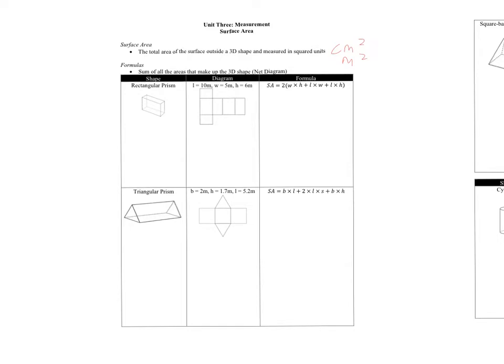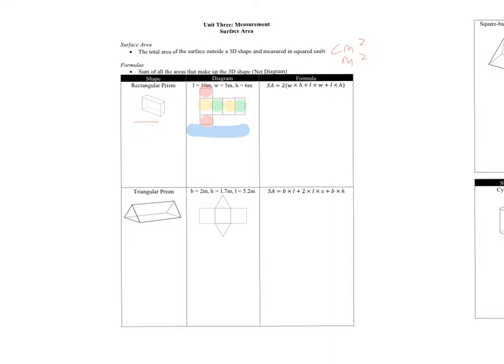Okay, so the first shape we're looking at is the rectangular prism. Now, with surface area, we're looking at unfolding a three-dimensional shape to make it several different two-dimensional shapes. So if you look at a rectangular prism, here in the middle is a net diagram. If you look at the different shapes, we have actually all rectangles, but different sized rectangles. So this one's the same as this one, and this one's the same as this one, and this one is the same as this one.